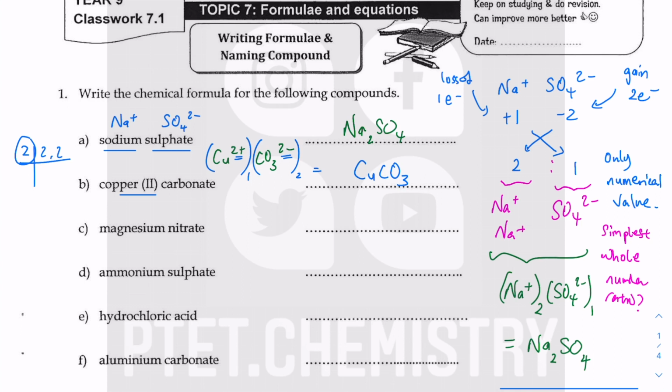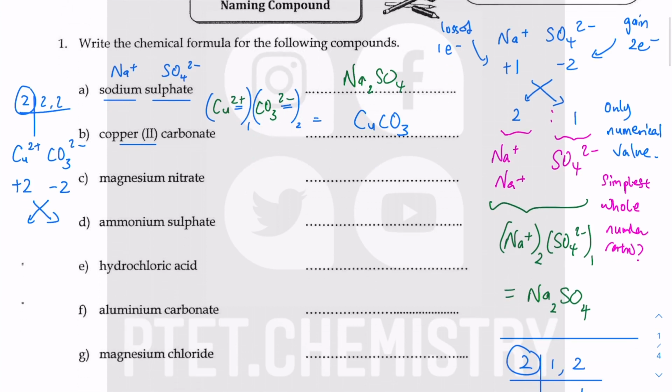If you decide to do the crisscross method, which has got nothing wrong with it, plus 2 charge, minus 2 charge, when you do the crisscross, it's basically like a cross multiply thing. And what you do is you just bring down the number. You don't care about the charges. You just bring down the number on the charge. But you need to think, are they the simplest whole number ratio already? These are not the simplest whole number ratio.